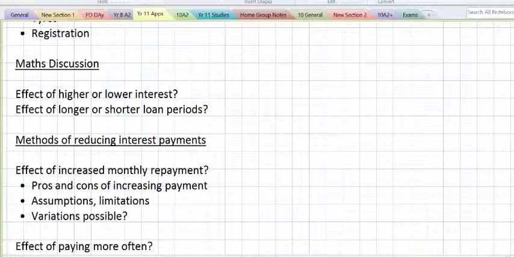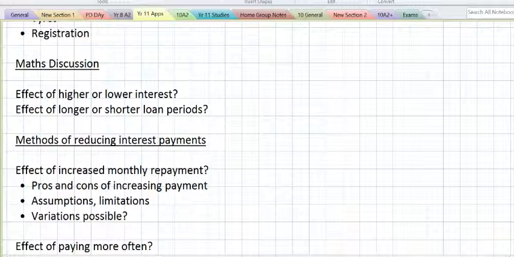Now, also talking about the other tables, what's the effect of increasing the monthly repayment? This is where we went through that table and you increased the payment by $50 each month. What was the total effect that it had on the repayments? Did it increase the total you had to pay at the end or decrease the total you had to pay at the end?